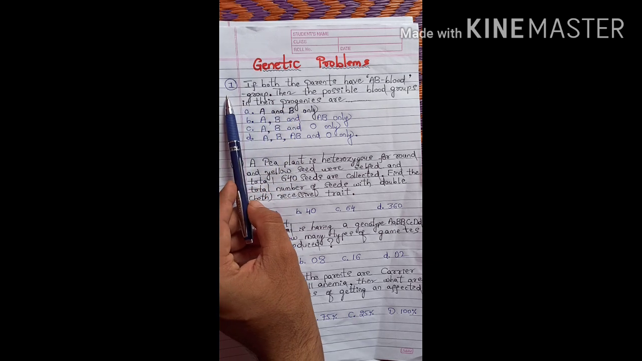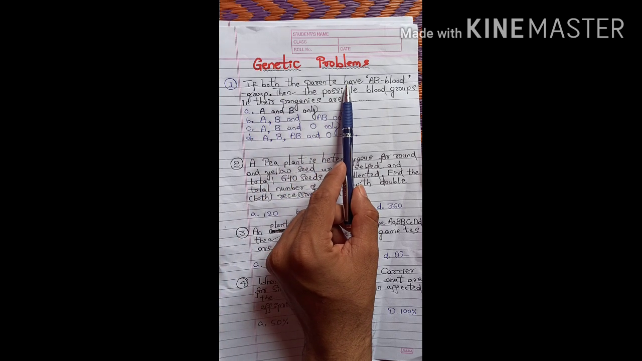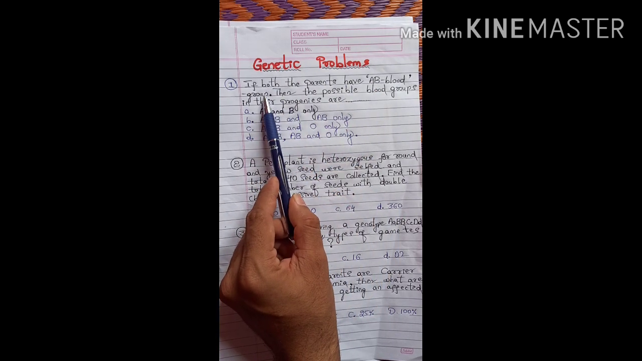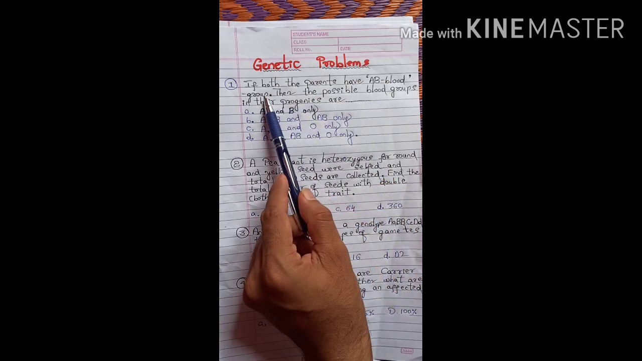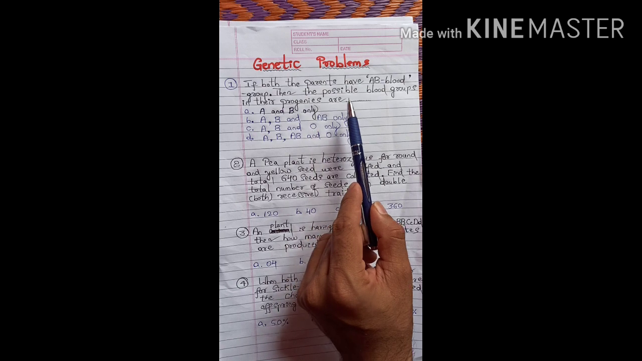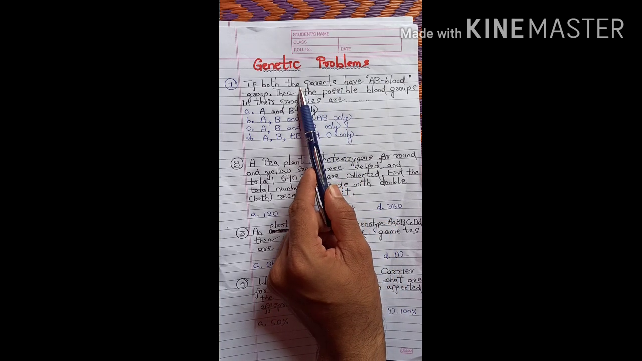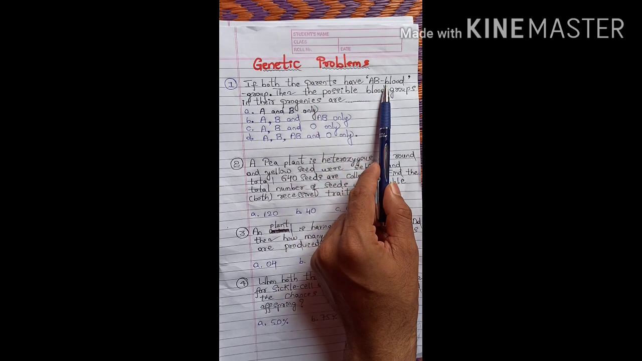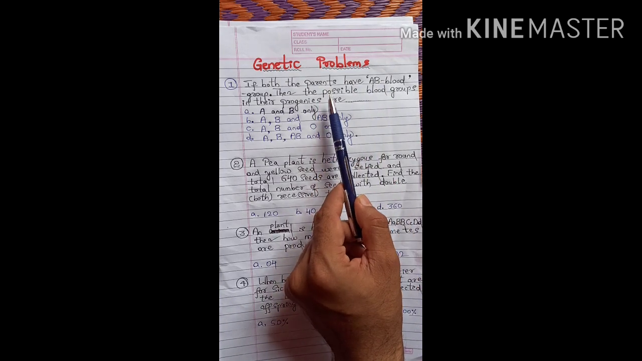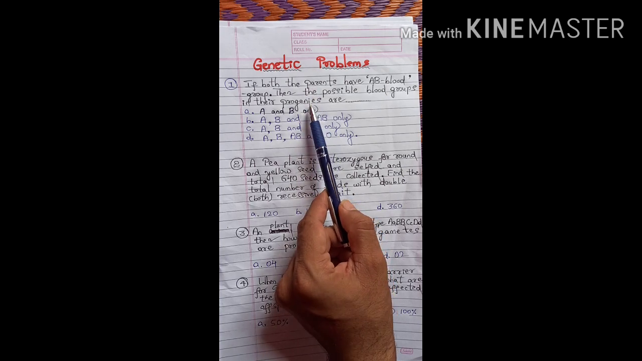Okay. See the first problem. If both the parents have AB blood group, then the possible blood groups in their progenies are. Okay. So try to understand the question. They have given that both the parents have AB blood group, and what are the possibilities of the blood groups in their offsprings, nothing but progenies.